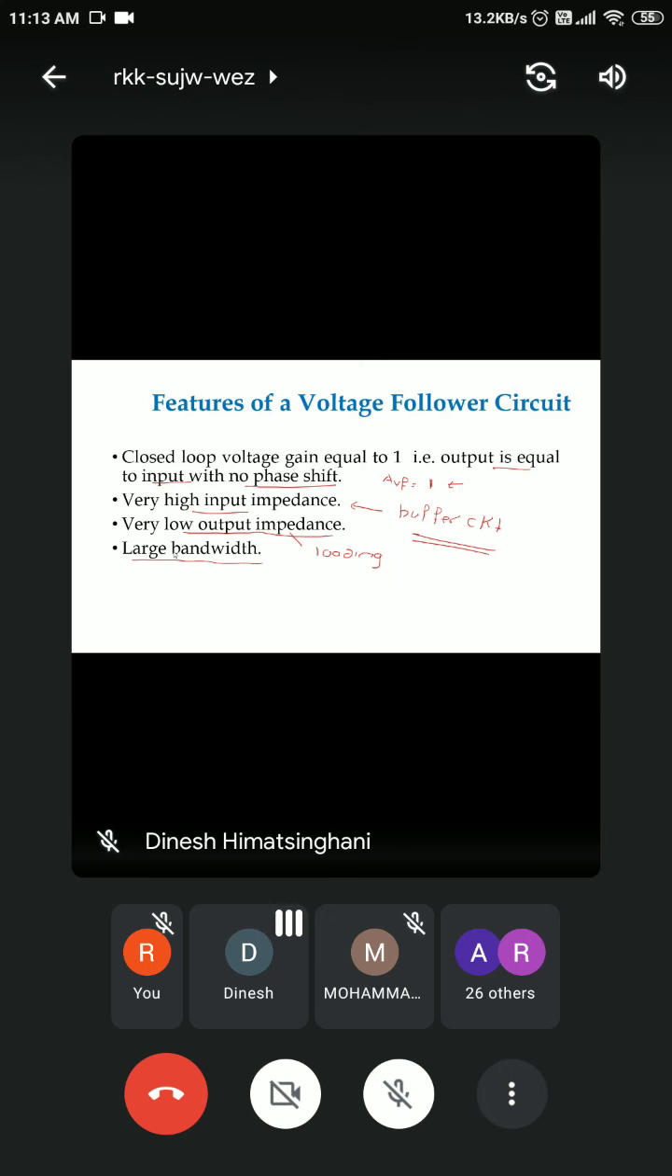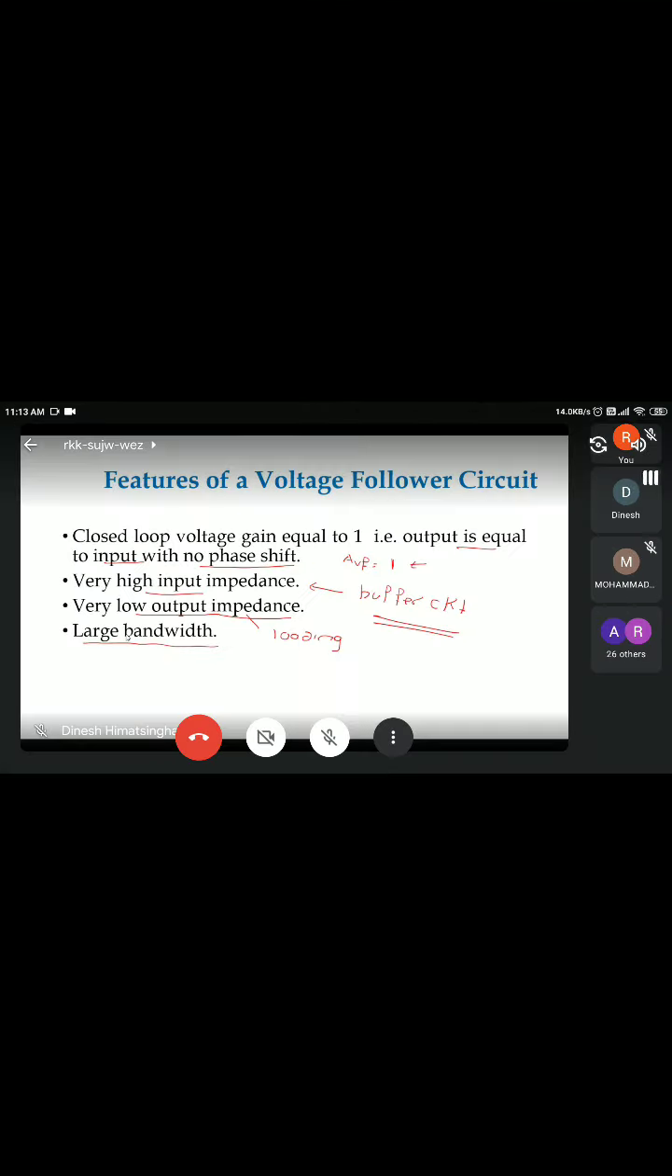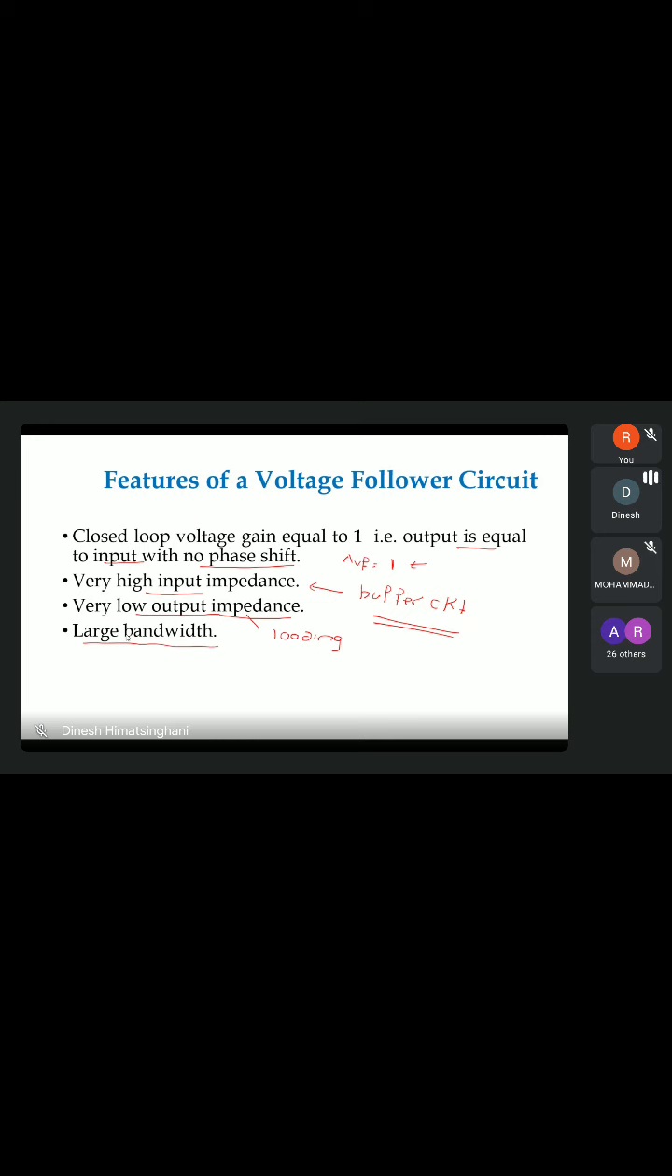So the features of the voltage follower circuit: very high input impedance, very low output impedance, large bandwidth, and you know that the gain of the amplifier is 1, and there is no phase shift because it is a non-inverting way of designing the circuit.